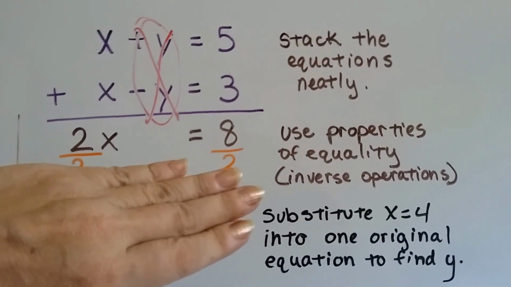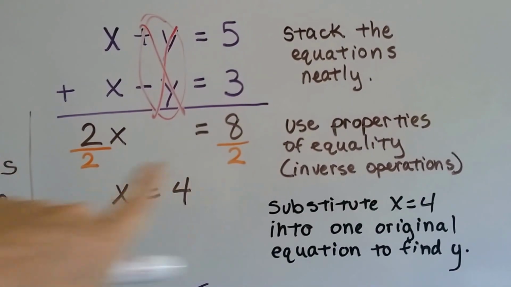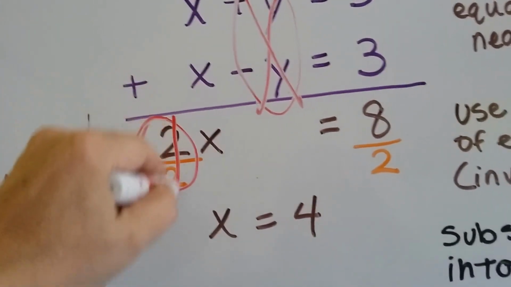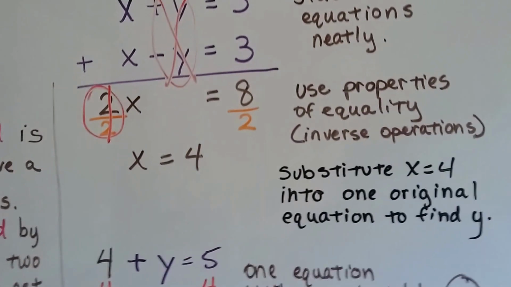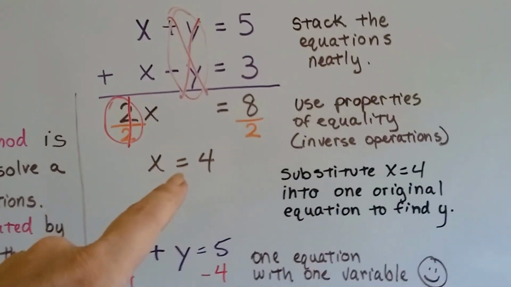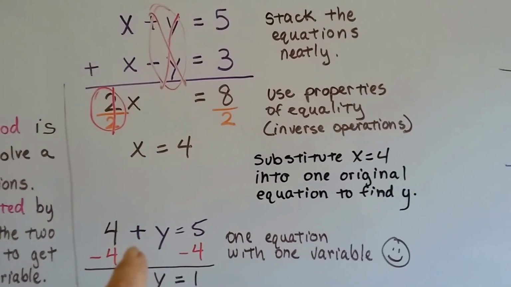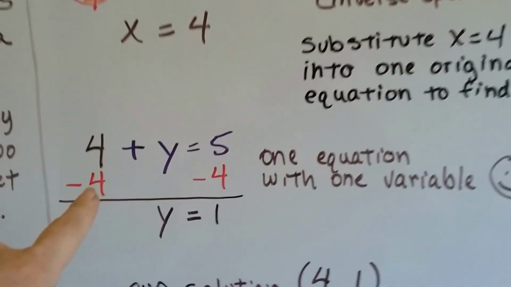See? We used inverse operations here because this is multiplication. We use division, and the 2 divided by 2 gives us our friend, the invisible 1. So we have 1x, and 8 divided by 2 is 4. We know x equals 4. Now, we can substitute the x equals 4 into one of the original equations to find y. So let's use x plus y equals 5. But for the x, we're going to put a 4 there.